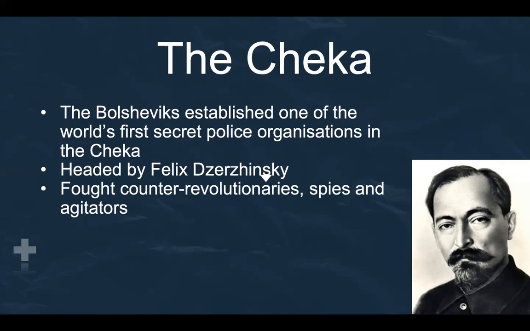The Cheka was headed by a man named Felix Dzerzhinsky. Remember how to spell that for the exam? That's him on the right. They called him Iron Felix. And essentially what the Cheka did was find and destroy, often, counter-revolutionaries, spies, and agitators. Now, as you can imagine, spies and agitators were, in the disarray of post-revolution Russia, just anyone the Bolsheviks didn't like.